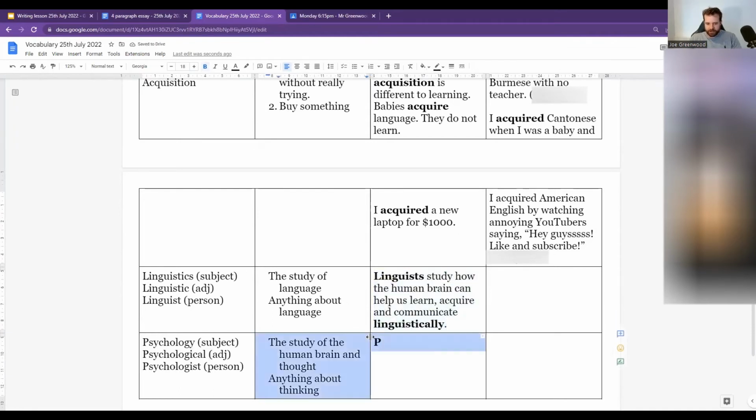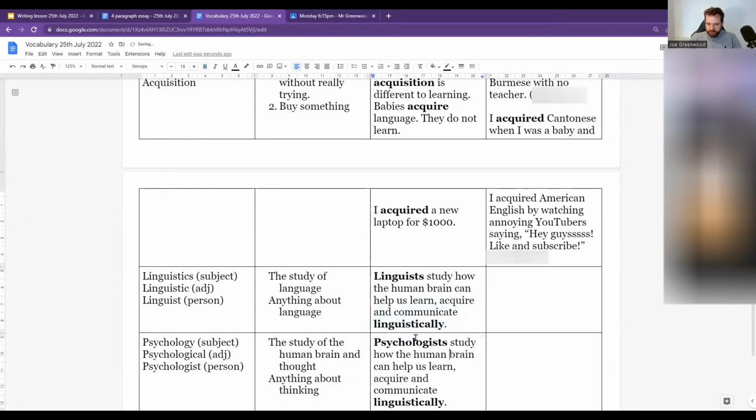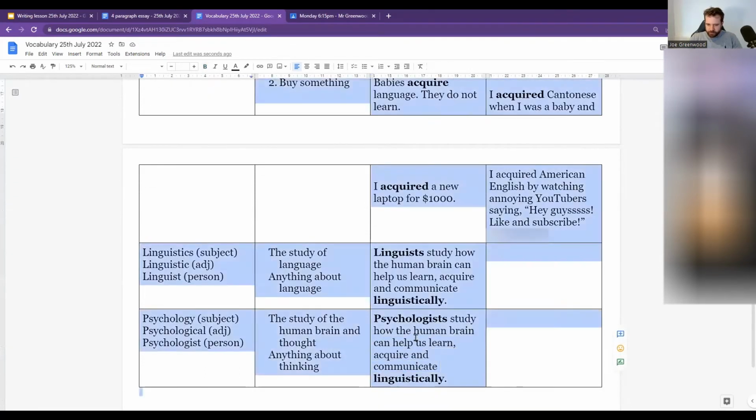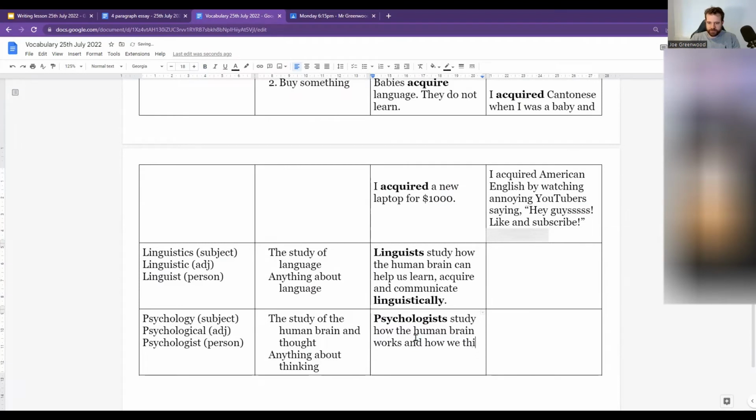And I can change it to psychologists. Study how the human brain works, not how it helps us learn, how it works and how we think. So it's very similar. Now, I studied both of these two subjects at university, so that's why I like them, but they're all very useful for these topics.